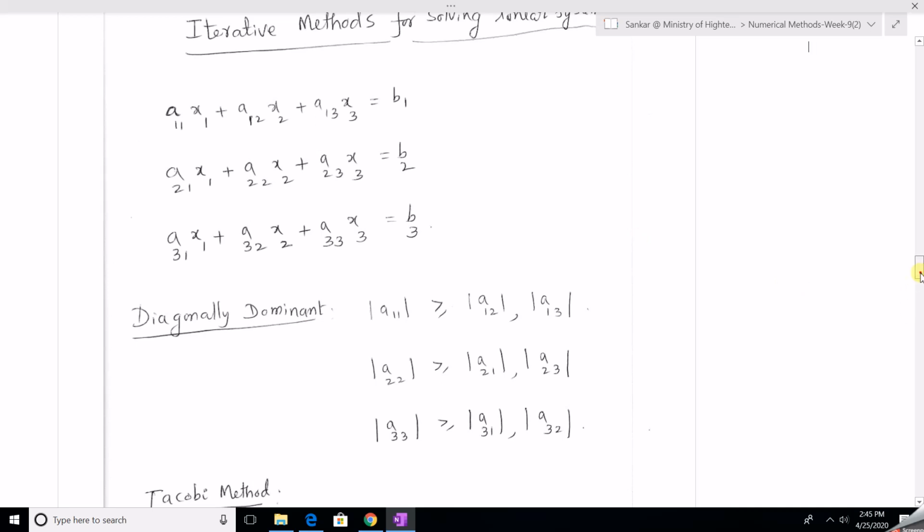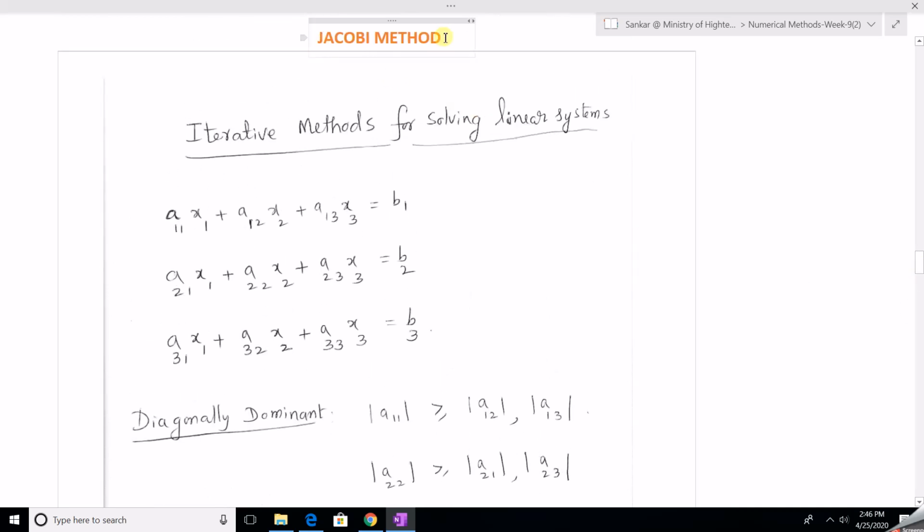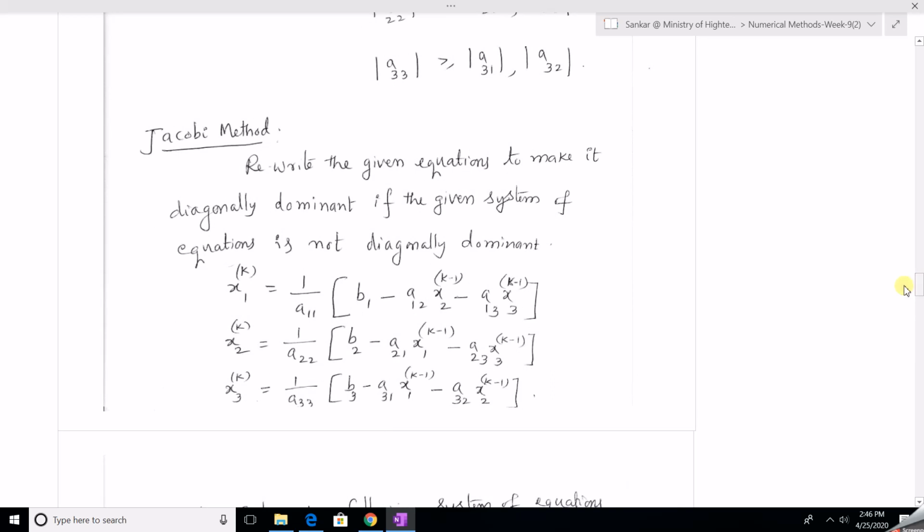So to apply this Jacobi method of solving this linear system of equations, the first condition is the system should be diagonally dominant. Once the system is diagonally dominant, in this method we rewrite the given equations to make it diagonally dominant first. If the given system of equations is not diagonally dominant, we have to rewrite the equations so that the system will be diagonally dominant. We will see in the example how we make it diagonally dominant if it is not.